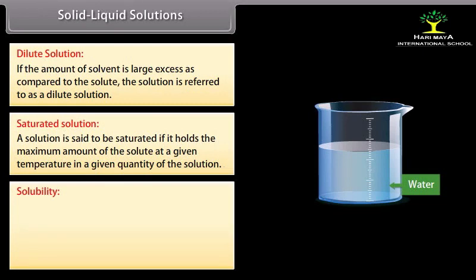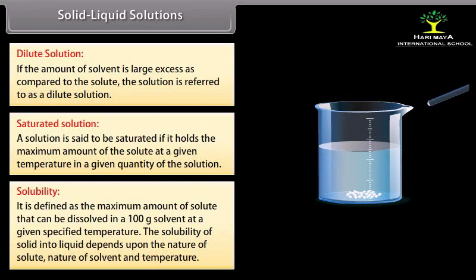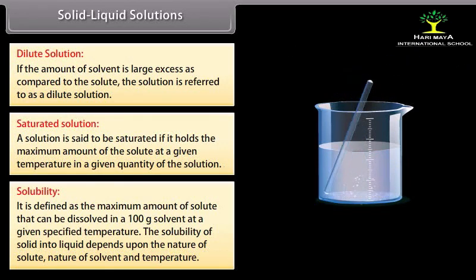Solubility. It is defined as the maximum amount of solute that can be dissolved in 100 grams of solvent at a given specified temperature. The solubility of solid into liquid depends upon the nature of solute, nature of solvent, and temperature.